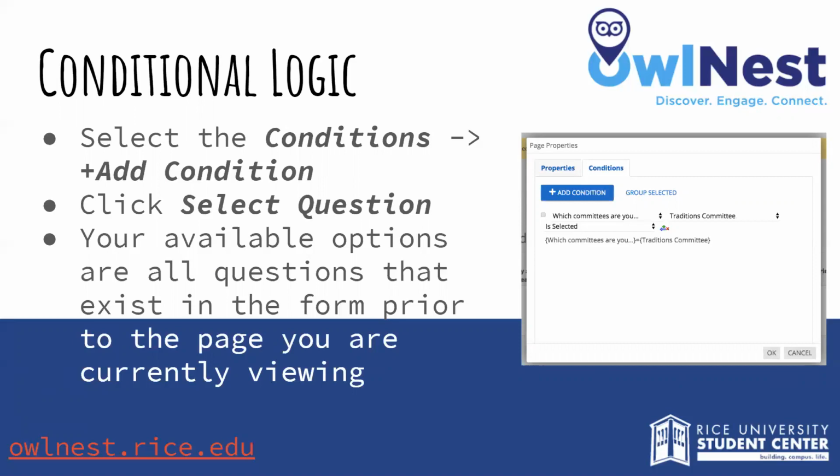Then choose a specific response you want that will lead them to the current page you're on. For example, if you want to ask a specific question based on the user's age, you would choose a question asking the user's age in a previous page and then set the response to be the age range that corresponds to the set of questions you want to ask.